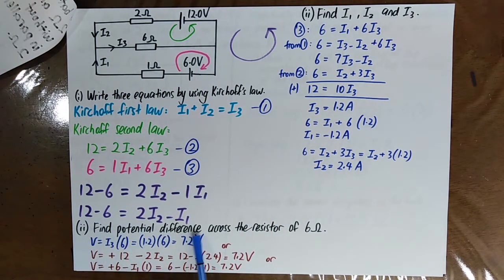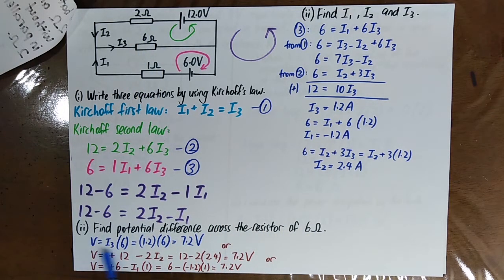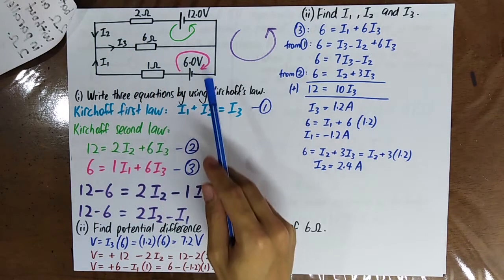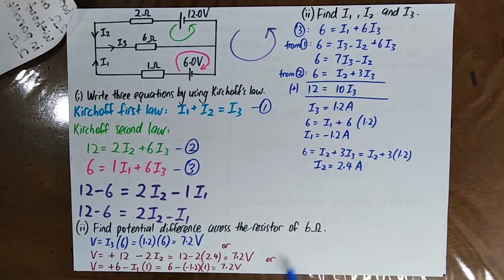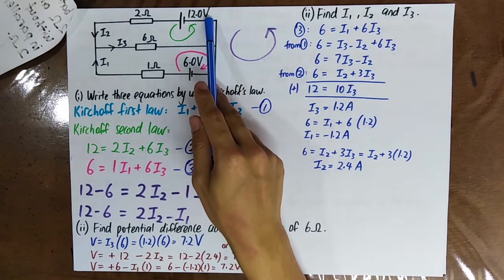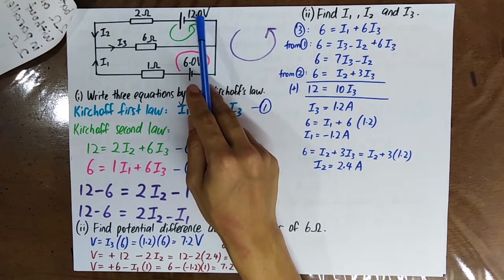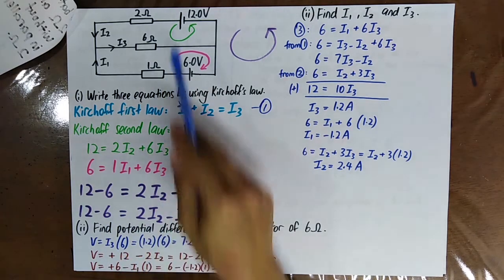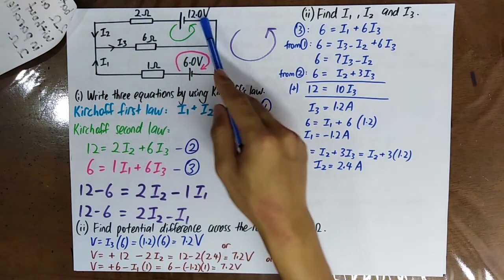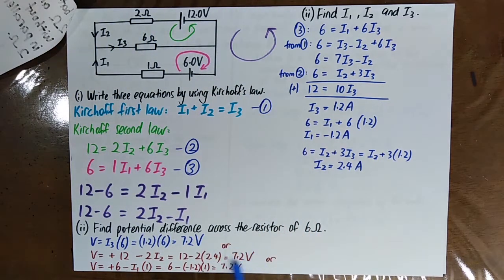So find the potential difference across the resistor of 6 ohm. You can use V equal to I3 times 6, or you can use this path, or you can use this path to find the answer. For example, if you want to use this path from here to here, you are going from the negative terminal to positive terminal, so you use positive 12 minus 2 I2 because you are going along the direction of the current. Then you can get 7.2.